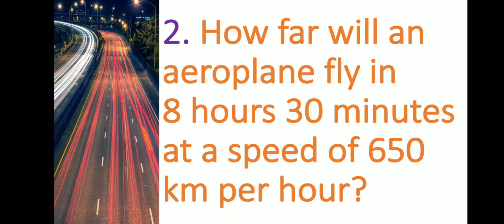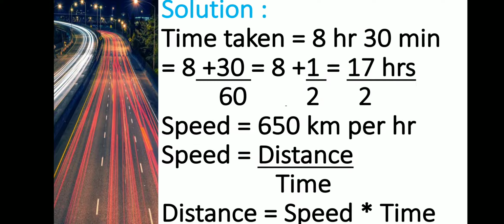Now come to question number 2. How far will an aeroplane fly in 8 hours 30 minutes at a speed of 650 km per hour? So again you can see here in the question minutes are given and hours are given, and we need only hours. So we'll convert these minutes into hours. Solution.